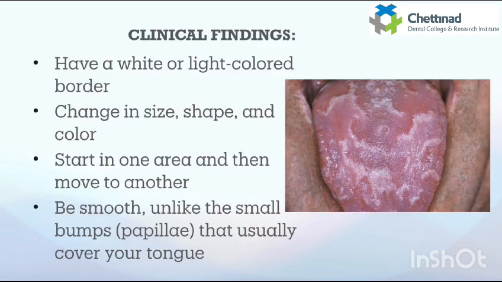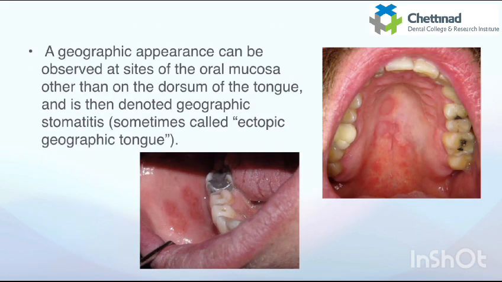Clinical findings. The main feature of the geographic tongue is the presence of uneven red patches on the top, sides, and underside of your tongue. These patches may have white or light colored borders, and may change in size, shape, and color. It may start in one area and then move to another. It may be smooth, unlike the small bumps like papillae that usually cover your tongue.